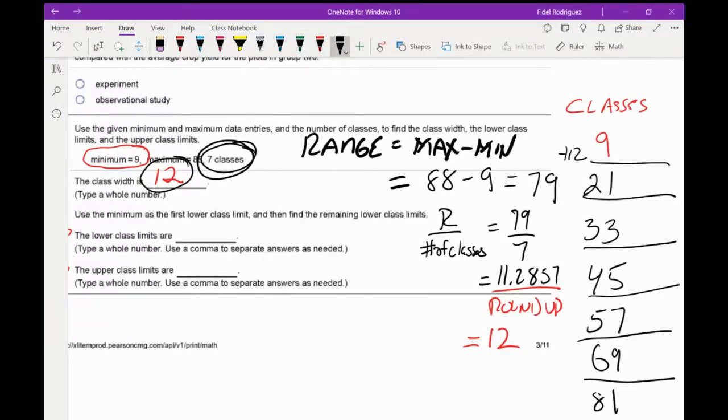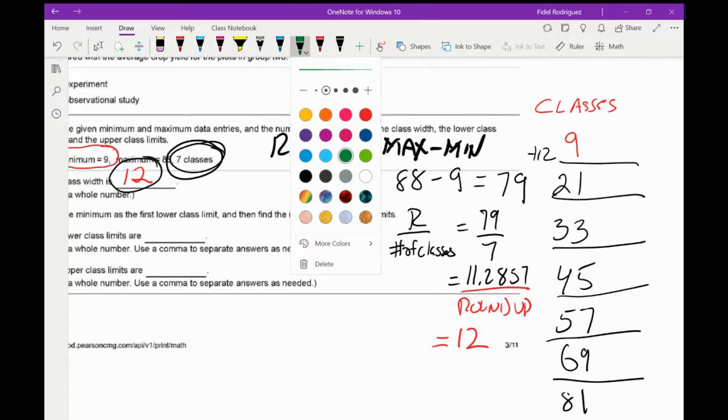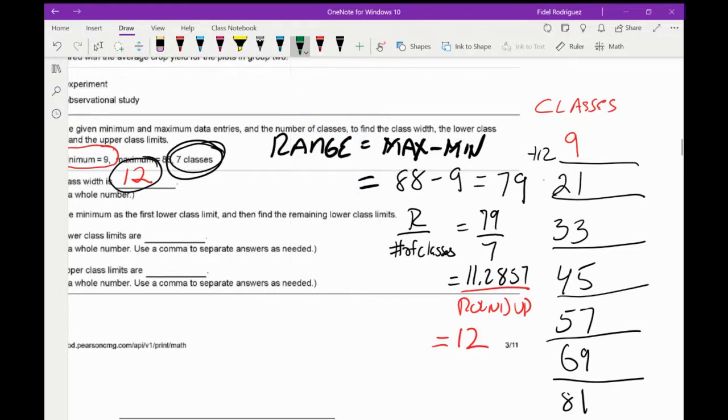And there should be 7 numbers there, right? Now, the way I'm going to find my upper class limits, think about it this way. If this number here was 21, the number right before 21 would have been 20. If this number here was 33, the number right before 33 would have been 32.